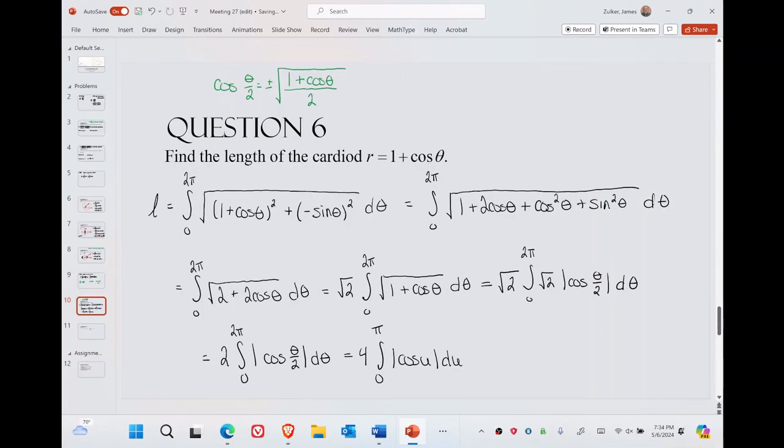From 0 to pi over 2, cosine is positive. From pi over 2 to pi, cosine is negative. However, aren't the areas the same? And an integral is just an area. So it becomes 8 times the integral from 0 to pi over 2 of cosine of u du. What is sine of pi over 2? Well, sine of 0 is 0. Length is 8.